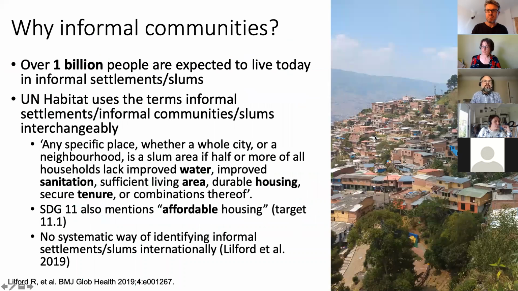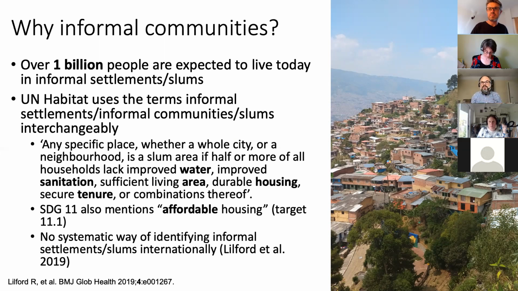So why informal communities? As probably many of you who are interested in the topic know, it's very current. It is expected that more than 1 billion people today live in informal settlements, also called slums. This brings us to the start of the complexity of the topic, because this is an expected number, although the statistics are not really very reliable. Also, the term informal communities is usually used interchangeably with informal settlements and slums. Some of you who have collaborated with us have seen these different terms used in different places.